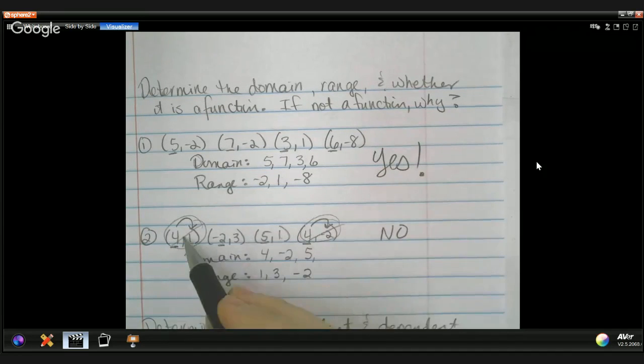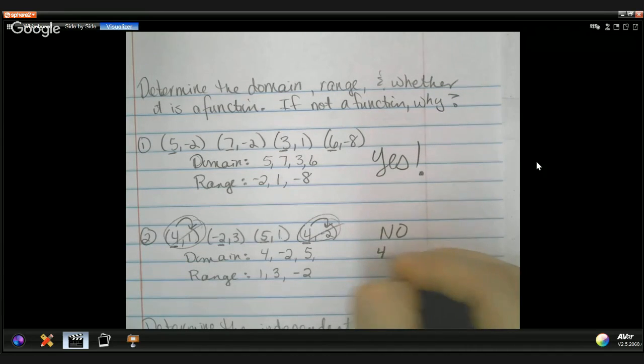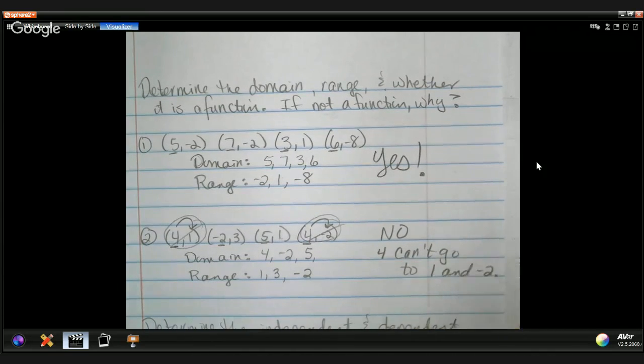And by circling them and crossing them off, that's why 4 can't go to 1 and -2. That's all you need for a reason. You just have to describe what happened.